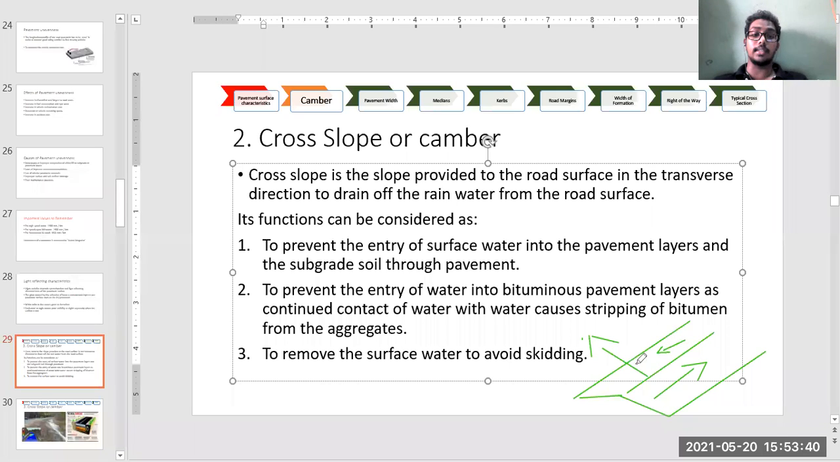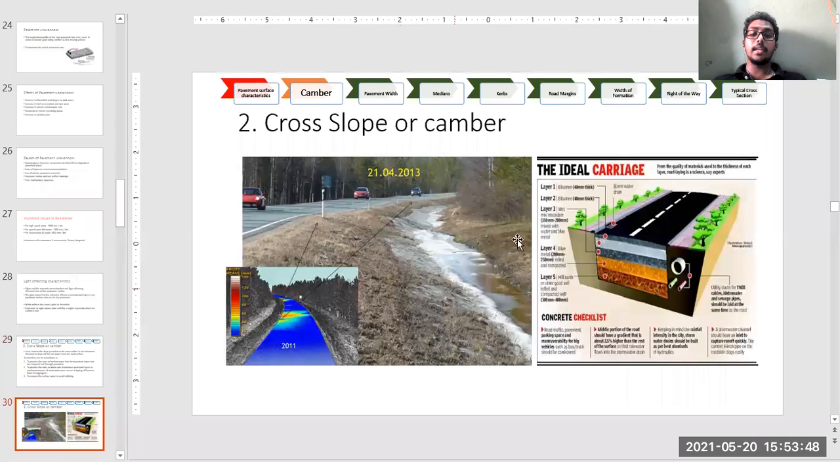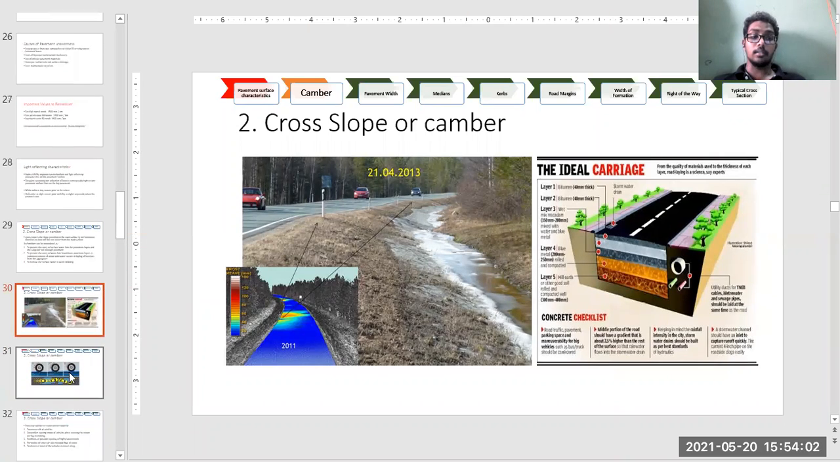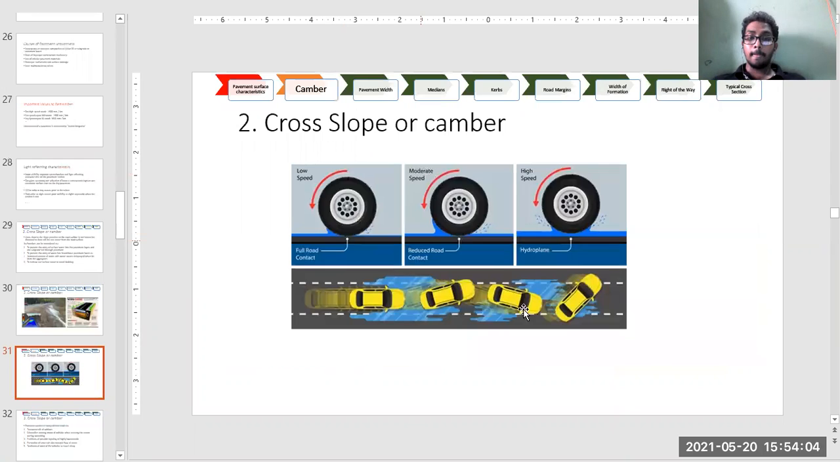So we can just go like that. Okay. Now, we can see here it is used for drainage purposes, and it also prevents the layers from getting damaged, avoiding water getting into them from the top and bottom surface. And this is the main reason why we need to provide a good camber.